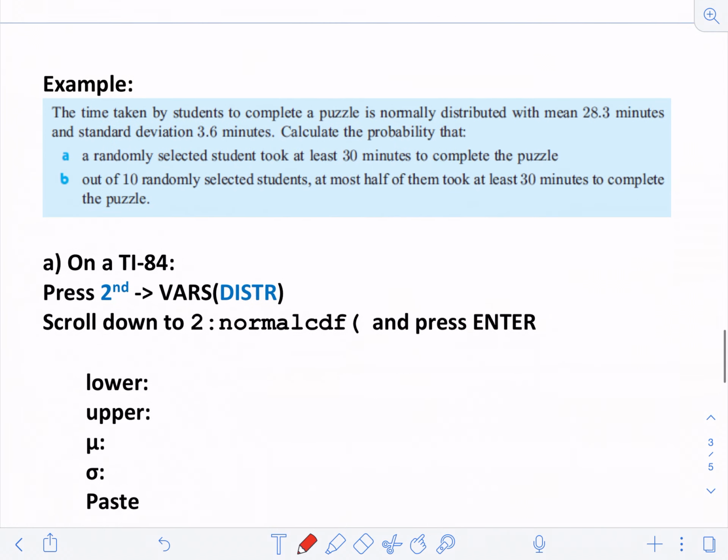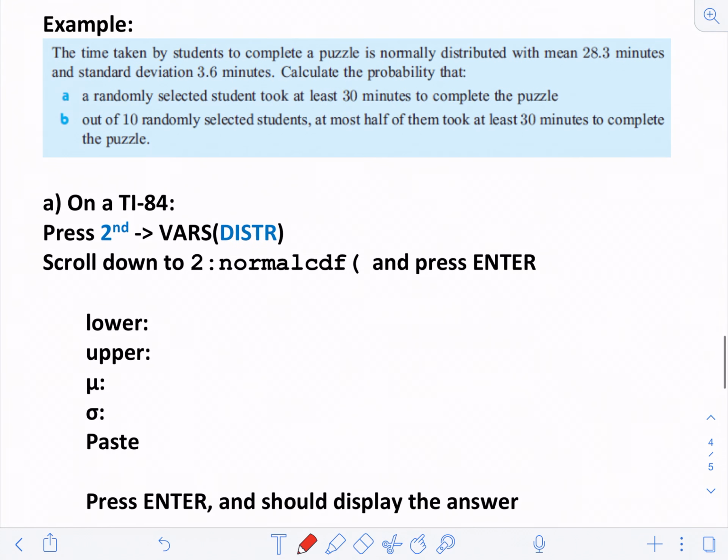I do want to do one more example though. So let's look at this. And this is where you have to think about where the numbers go in the problem here. It says, the time taken by students to complete a puzzle is normally distributed with a mean of 28.3 minutes and a standard deviation of 3.6. So minutes is what we're looking at for our x-axis, right? So now I want to know, check the probability that a randomly selected student took at least 30 minutes. So what's the probability that a student's going to take at least 30 minutes?